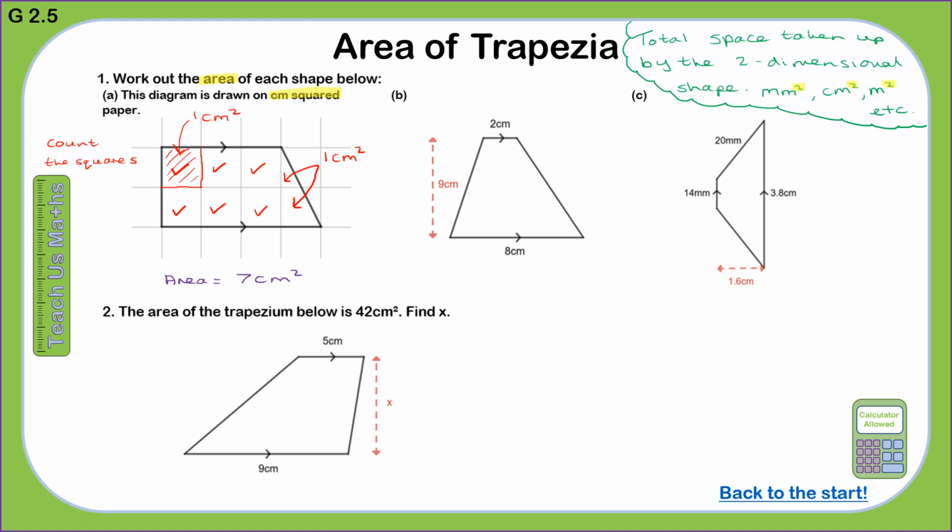Let's have a look at part B. We need to work out the area of this trapezium. This one is not drawn on centimetre squared paper. In fact, it is not drawn to scale at all.